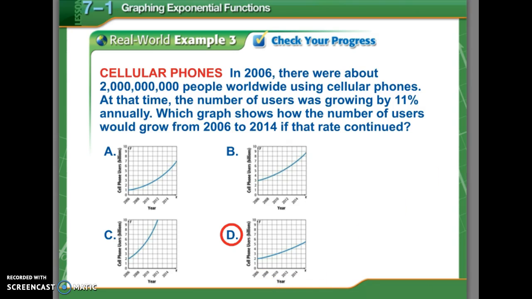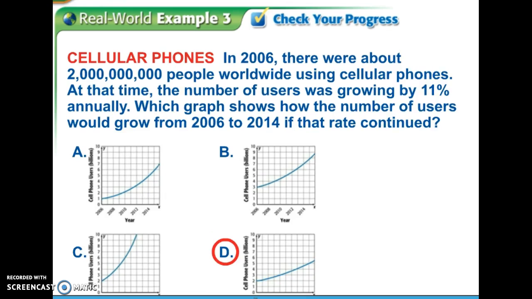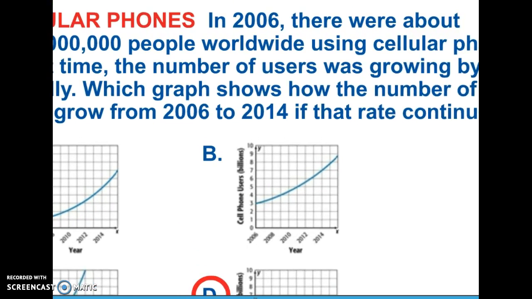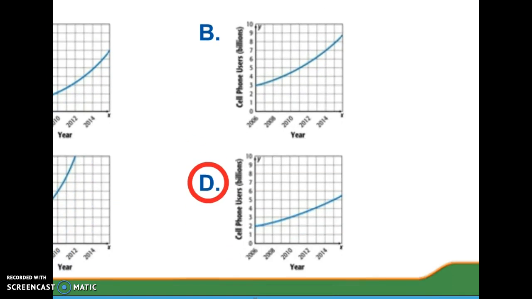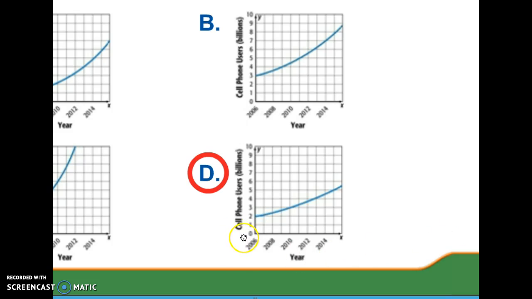Pretty hard to see. Let's see if I can zoom in. There we go. So D, the y-axis is cell phone users in billions, starts at 2, and we have the year 2006, and we're counting by 2-unit increments on our graph.